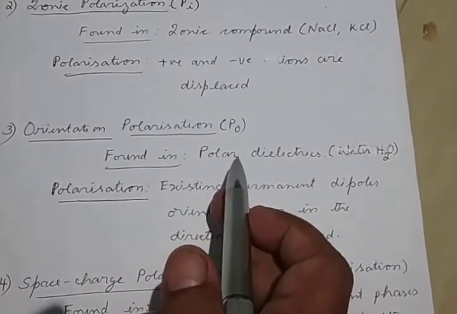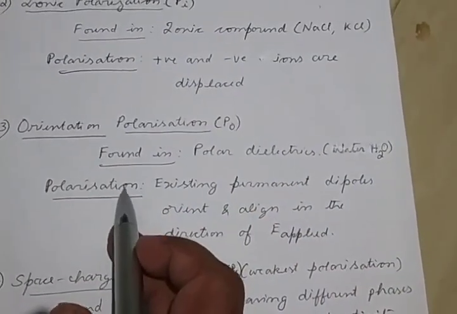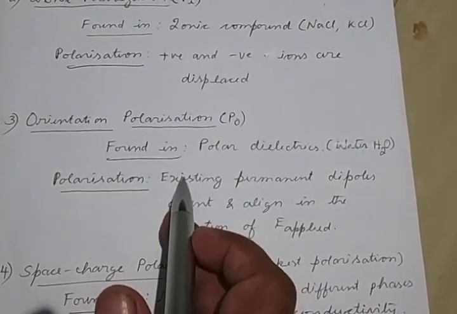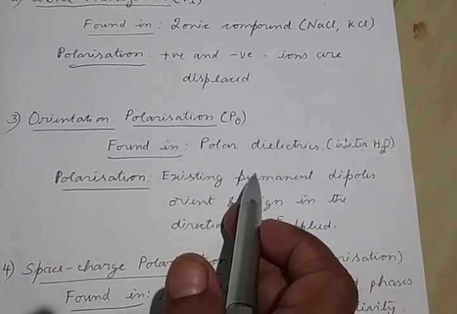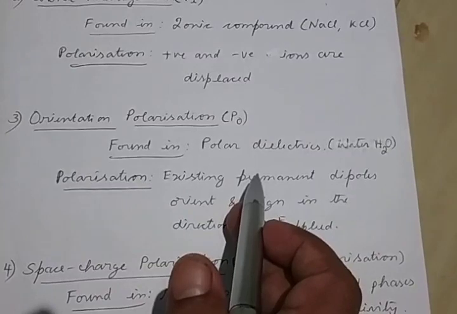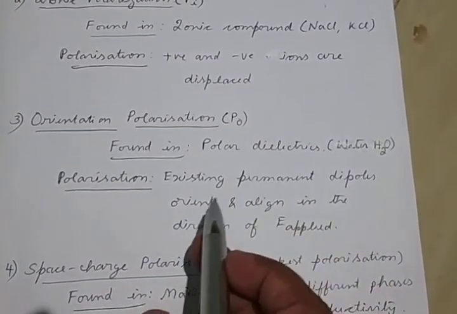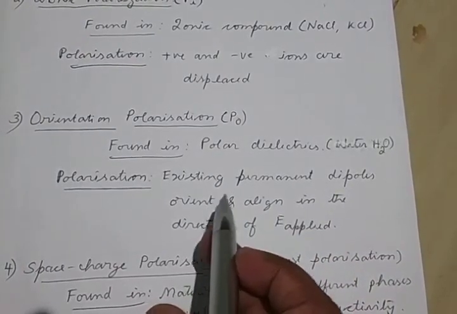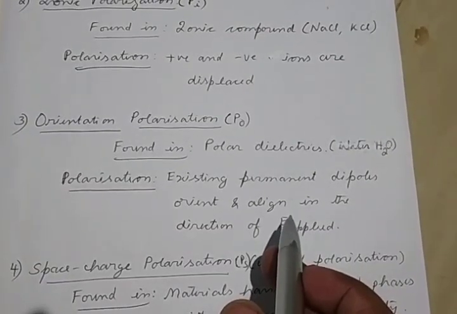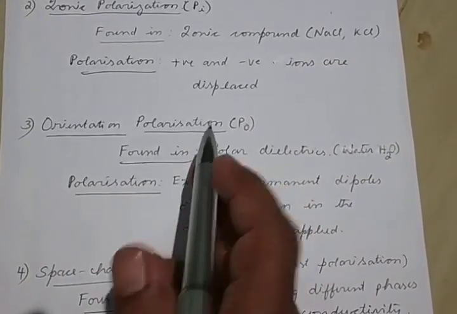The third type of polarization is the orientation polarization, denoted by Po. This is found in polar dielectrics, like water. So how does the polarization happen here? We see that in polar dielectrics there are already existing permanent dipoles. The only thing is they are randomly oriented. When the electric field is applied, these randomly oriented permanent dipoles will rotate and align in the direction of the applied field. That way the whole material will get polarized. So that is called the orientation polarization.